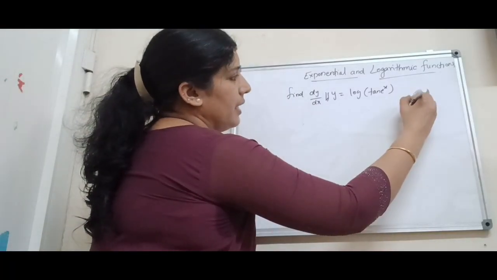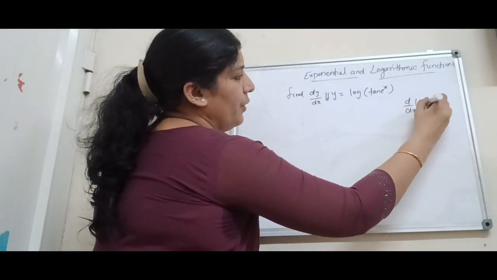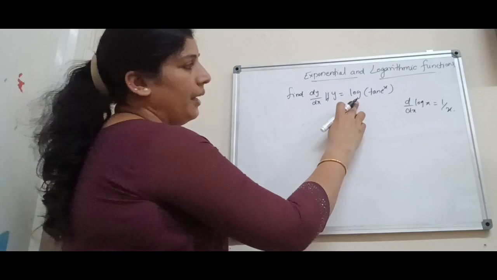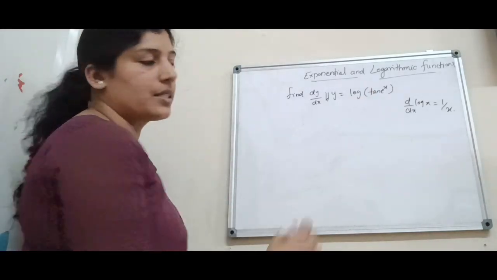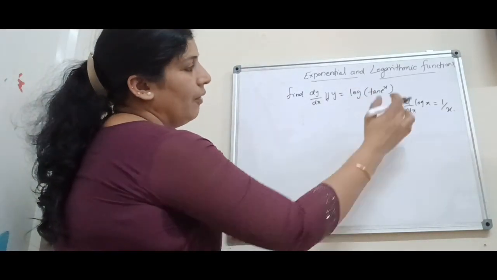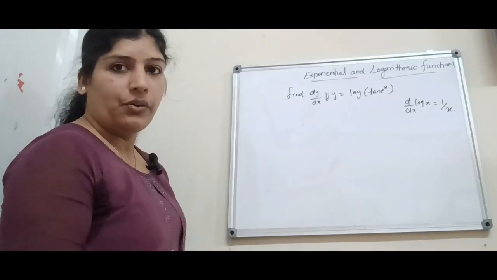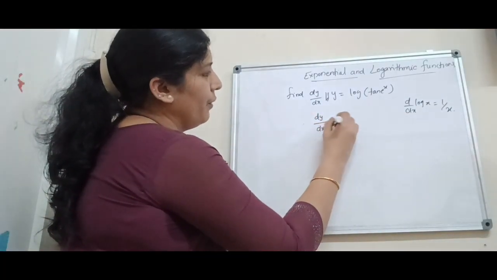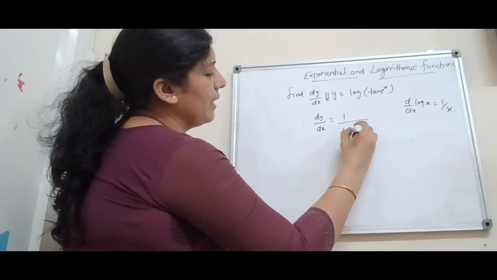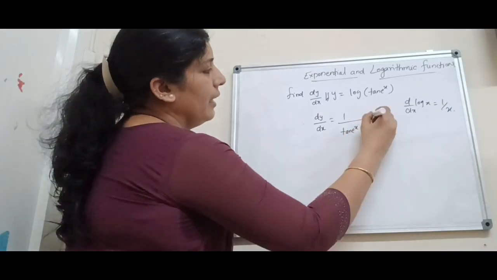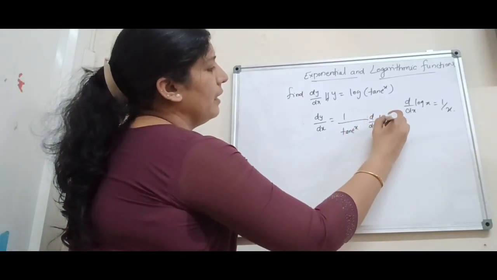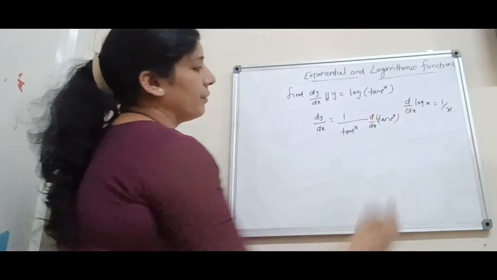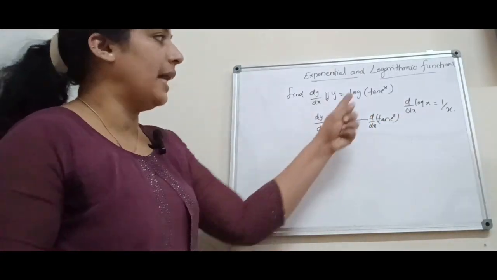Therefore, here we can consider d by dx of log x equal to 1 by x. Therefore, d by dx of log of tan e raised to x will be equal to what? 1 by tan e raised to x. That is, first we can consider dy by dx equal to 1 by tan e raised to x. Next we can consider d by dx of log of tan e raised to x.